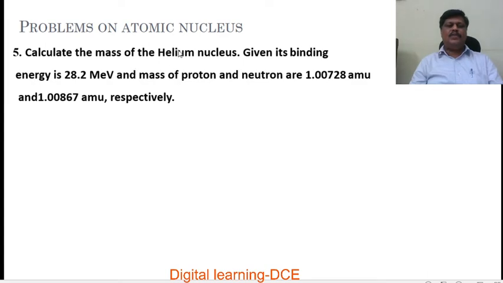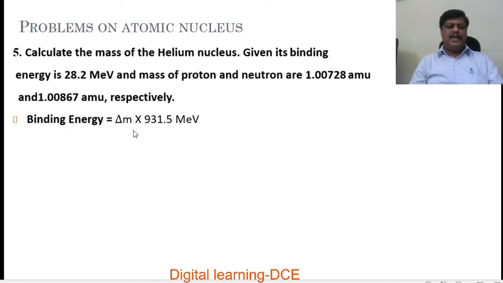Problem number 5. Calculate the mass of helium nucleus given its binding energy is 28.2 MeV and mass of proton and neutron are 1.00728 AMU and 1.00867 AMU respectively. Here binding energy is given. We have to calculate the mass of the helium nucleus, and mass of proton and neutrons are also given.